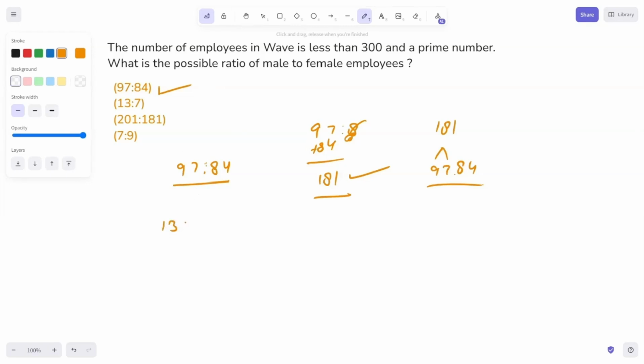But if we do the sum of the second option, 201 plus 181, which equals 382, this is not a prime number. The next sum is 16, which is not a prime number. So only the first sum is a prime number. As we can say, our first option is the correct option.